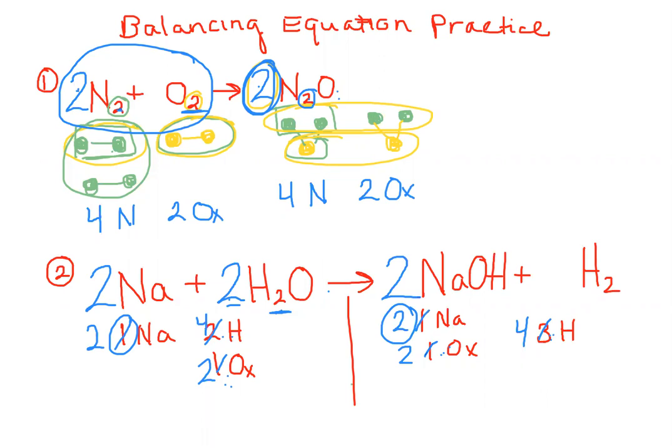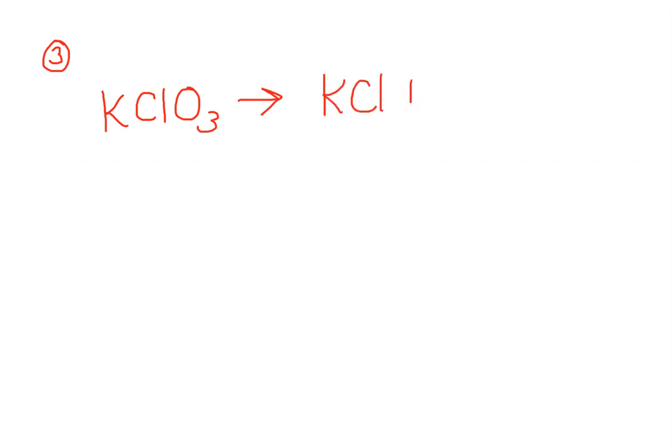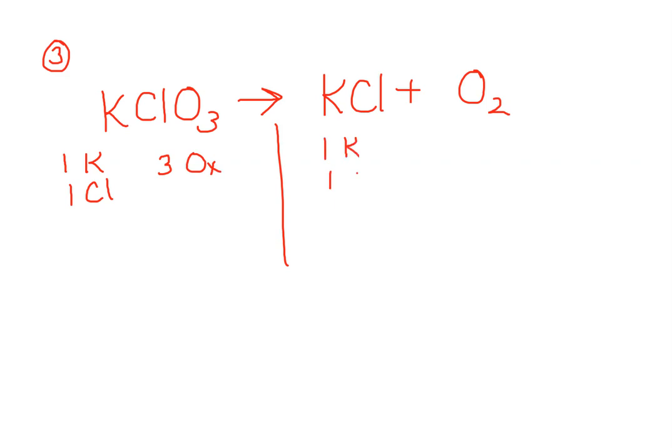Okay, let's look at the next one. Like I told you, it's a little bit of trial and error. We've got KClO3 and KCl plus O2. How in the world are we going to balance this? We've got 1 K, that's potassium, 1 chlorine, and 3 oxygen. Over here, we have 1 potassium, 1 chlorine, and 2 oxygen. Look at this. This is the only thing that isn't balanced, a 2 and a 3.